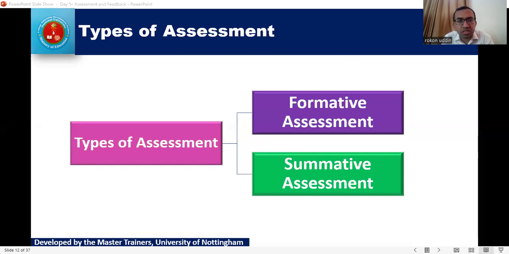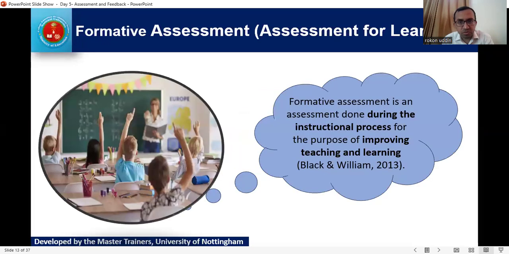Today's session will be on assessment and feedback. First of all, let us come to know about types of assessment. Two kinds of assessment are there: formative assessment and summative assessment. Formative assessment happens during the learning process. For example, while our learning process goes on, we conduct some assessment. This kind of assessment is called formative assessment.